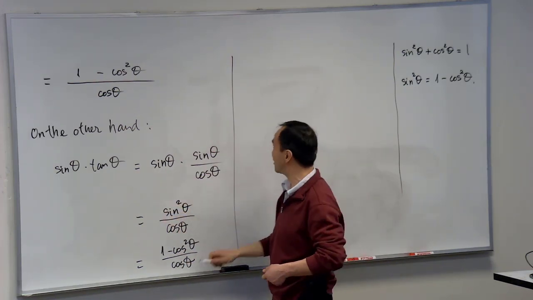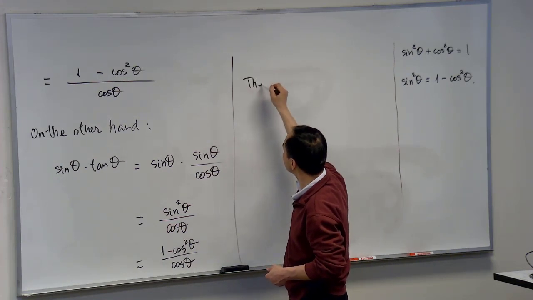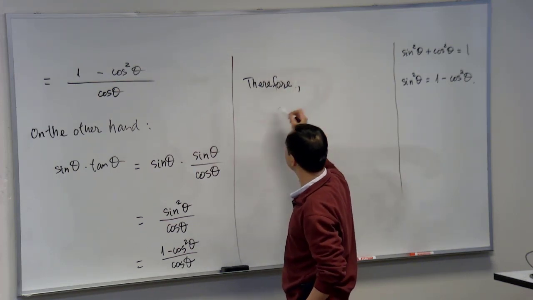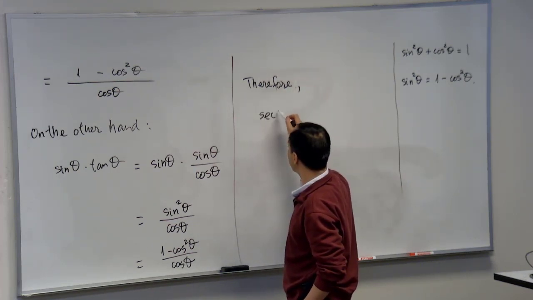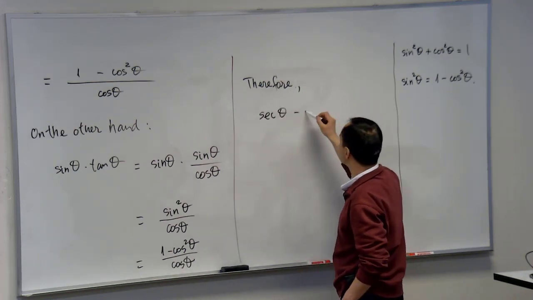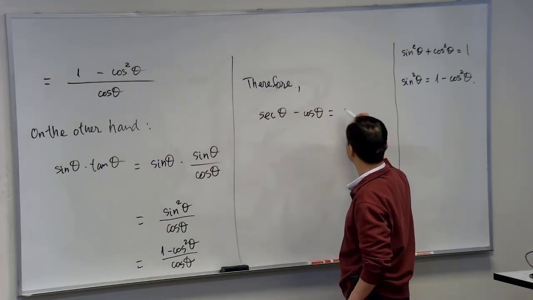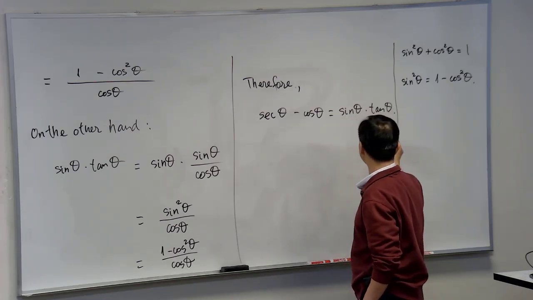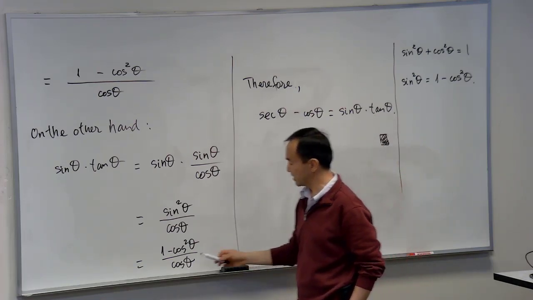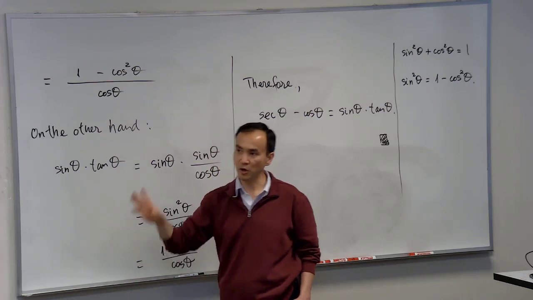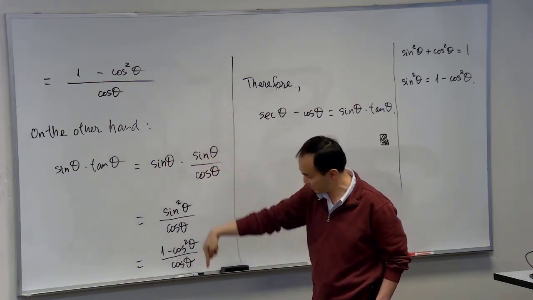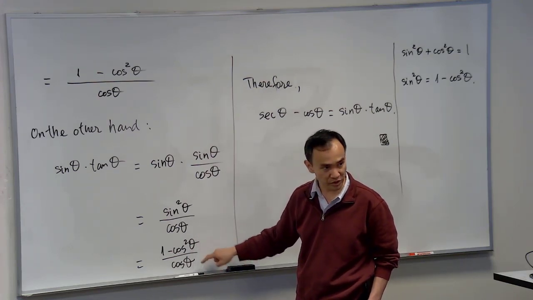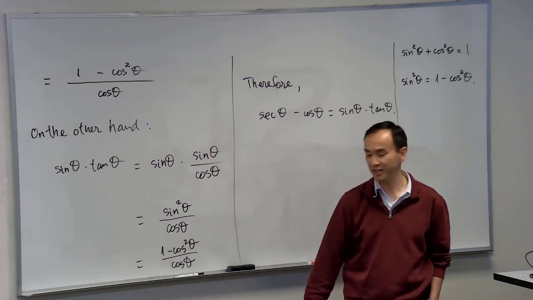Okay? And so that now leads to, therefore, our beginning expression, secant of theta minus cosine of theta, must equal sine of theta times the tangent of theta. And that is the end of our proof right here. So once again, the argument here is simply because both the left-hand side and the right-hand side led to the exact same final expression, 1 minus cosine squared over cosine theta.